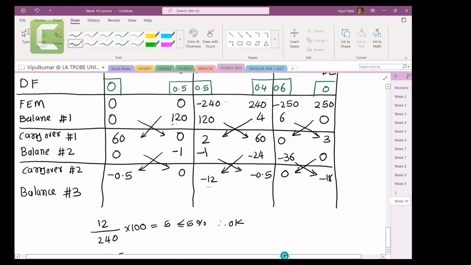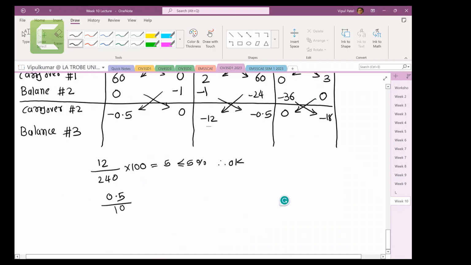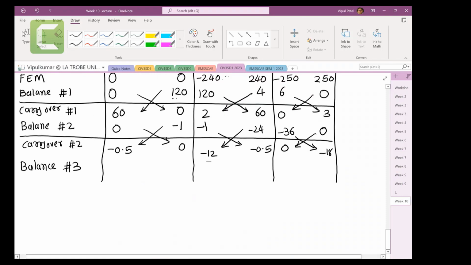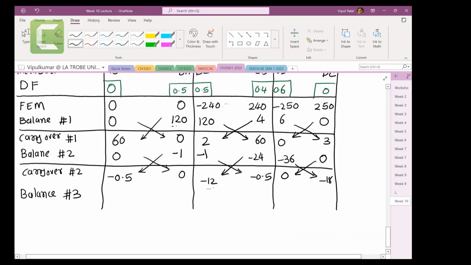But here, let's check another one, 0.5. That is 1 here, and here we started with 10. So times by 100, equal to 0.5 times 100 divided by 10, you get 5%. So I think it is not okay. We might need to do more iterations. Probably we would like to keep it at 1%. Let's say we can stop it at 1%. The more iterations you do, the more accurate results you will get. So our target would be, let's say, 1%. So let's continue that. Now the balance here, minus 12.